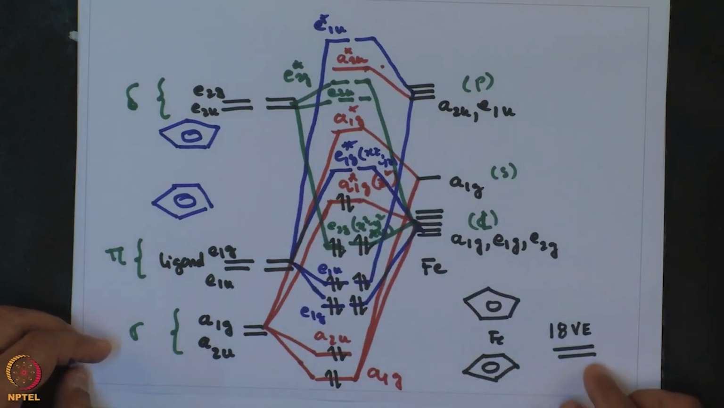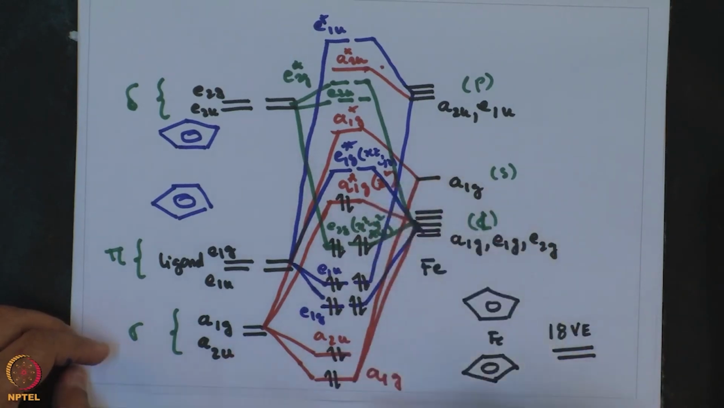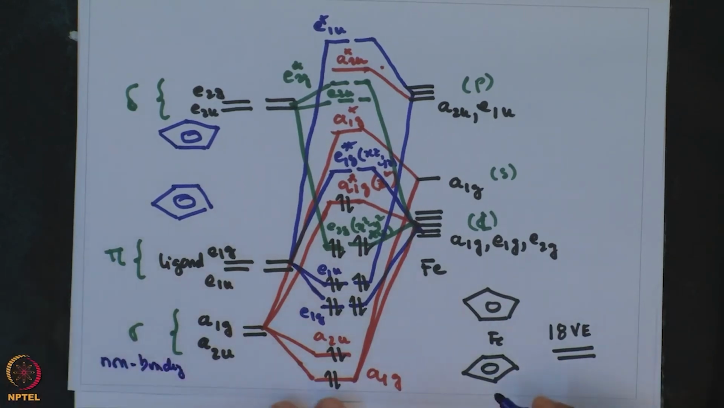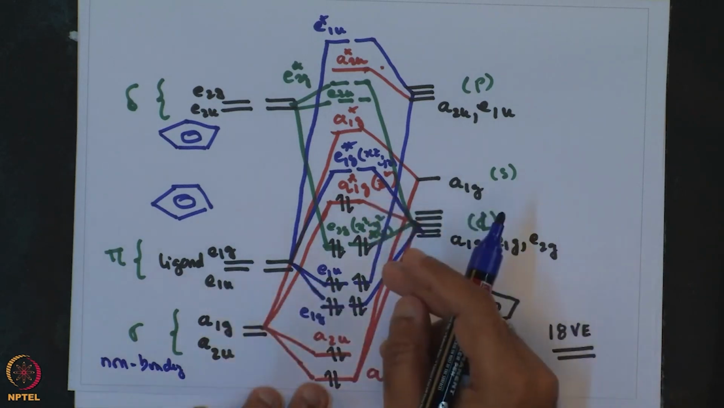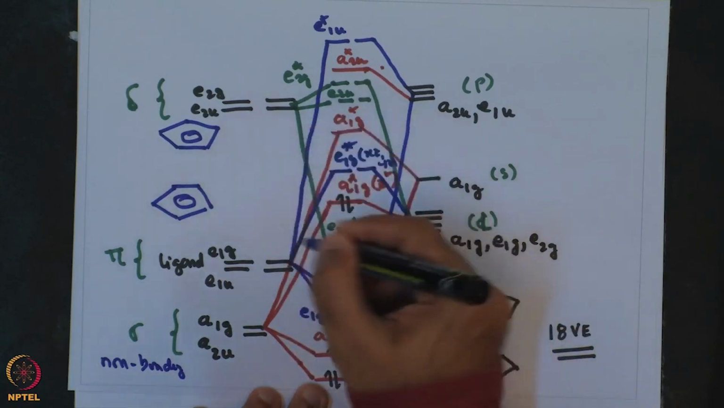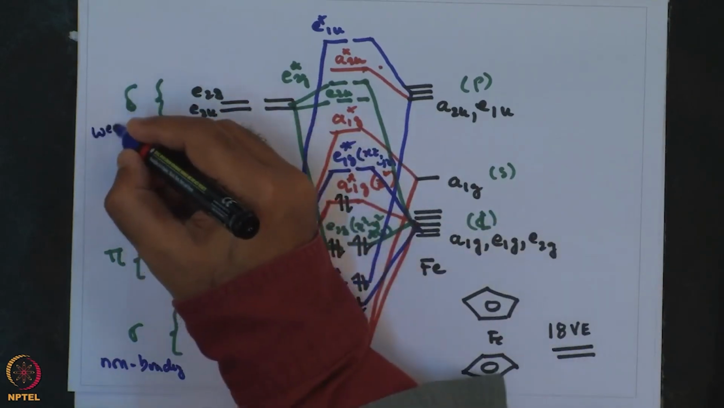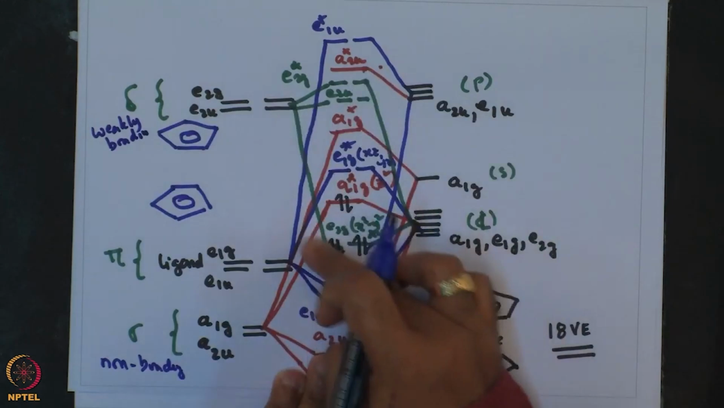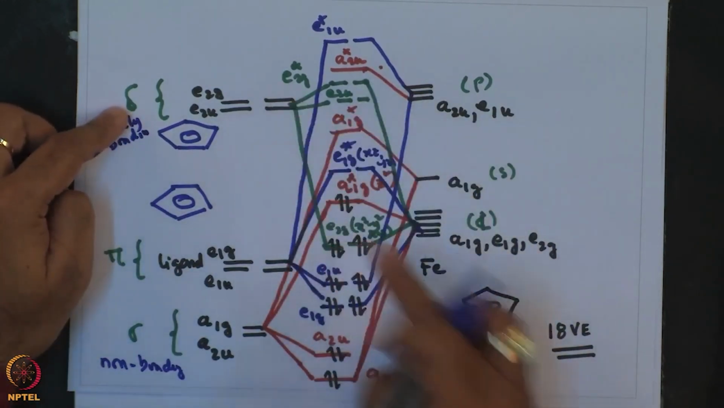So that is a very important observation, which says that even in the quantitative treatment of the Cp star molecular orbital diagram, the sigma interaction is almost 0 or non-bonding in nature. So sigma is non-bonding, and the sigma interactions over here are these. Delta interaction is weakly bonding. So this is a delta interaction. So this is delta, weakly bonding. Why is it weakly bonding? Because this represents the delta interaction.